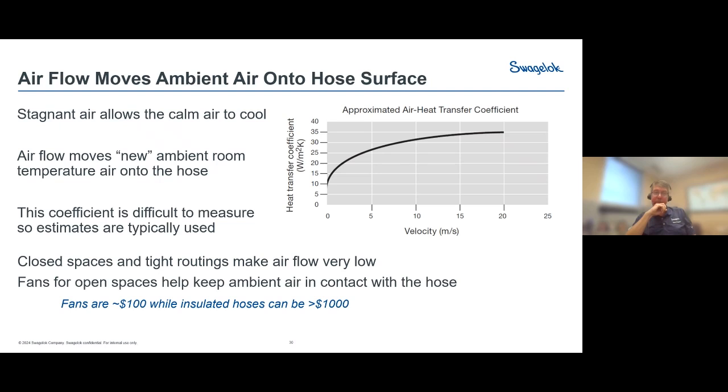So again, closed spaces are where this becomes the most troublesome. Tight routings, but if a hose was in a very small closed space, we're going to use a number closer to 10. Using a number closer to 20 as if a fan is on the hose. But the point still being is these types of things are easier to control than many people think.